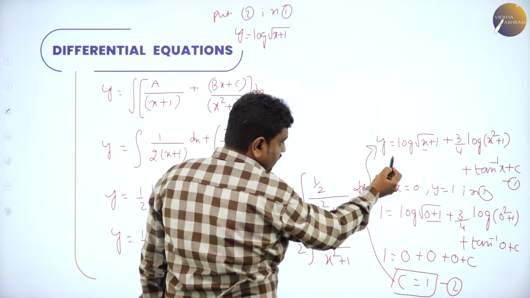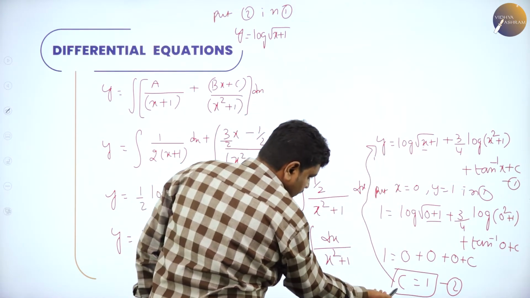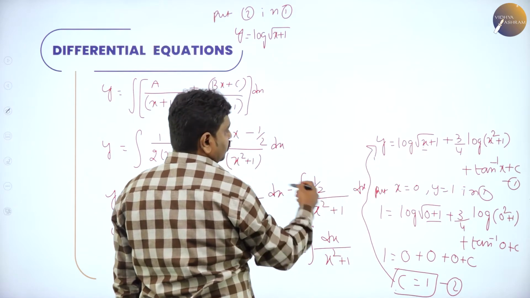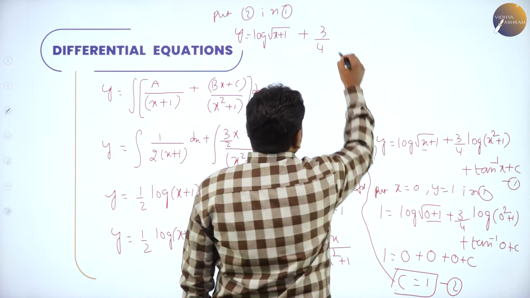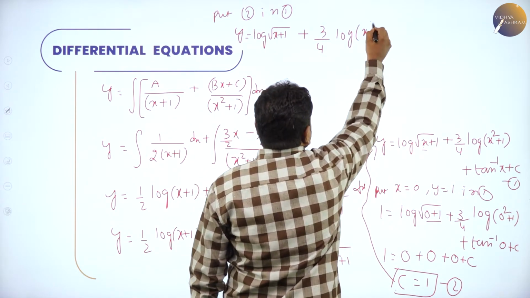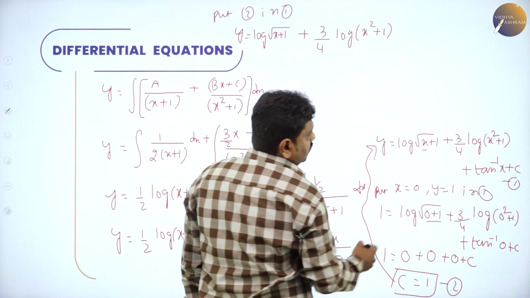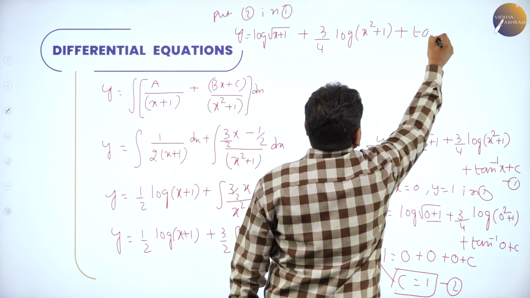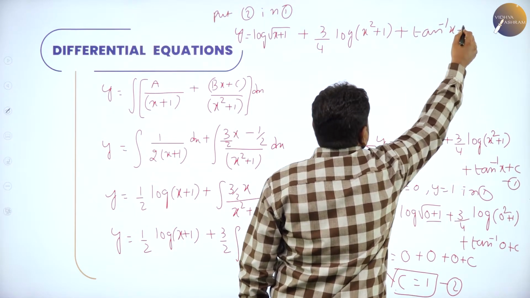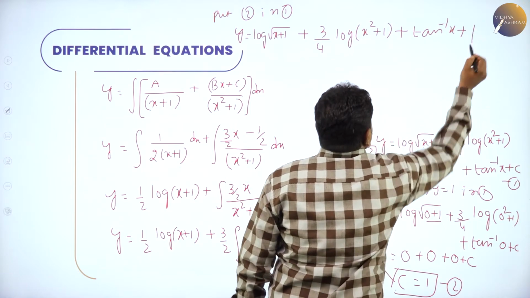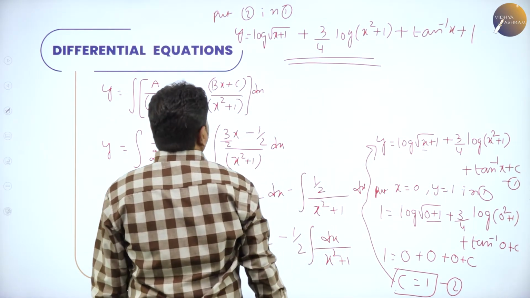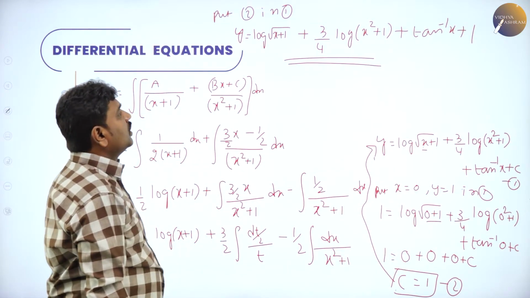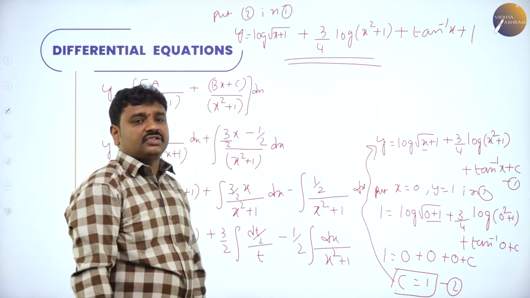That is, this is the general solution. In the general solution, find c and put it. It will be the particular solution. So that will be 3 by 4 log of x square plus 1 plus tan inverse x plus c. What is c? 1. This is the particular solution. Y is equal to log of root of x plus 1 plus 3 by 4 log of x square plus 1 plus tan inverse x.